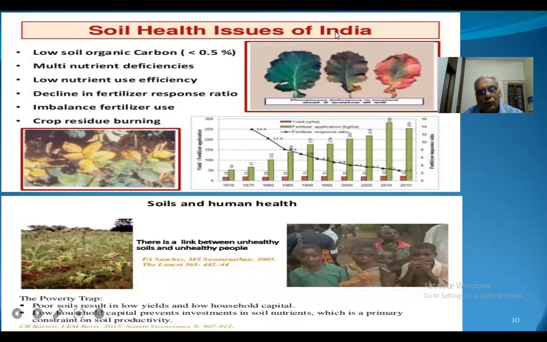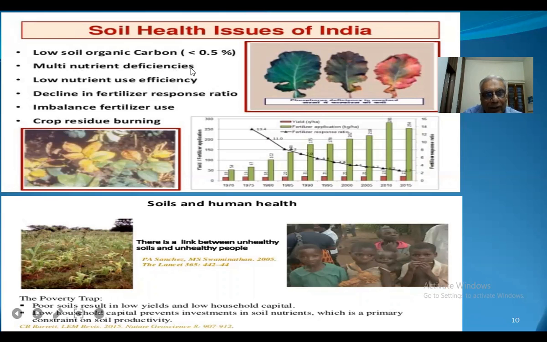Soil health issues of India. Low soil organic carbon, less than 0.5%. You know that India is located in a tropical climate, so we have more temperature, so more decomposition of the organic matter due to high temperature. And in India, the farmers are using intensive farming. They grow the crop in monsoon, winter, rabi season, and summer season.